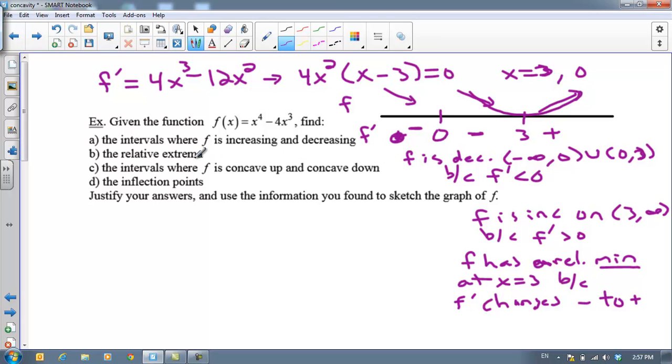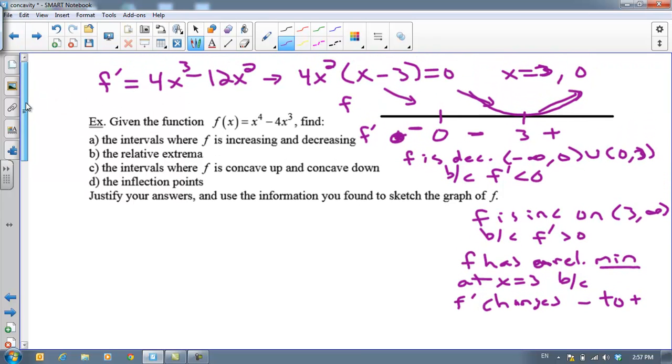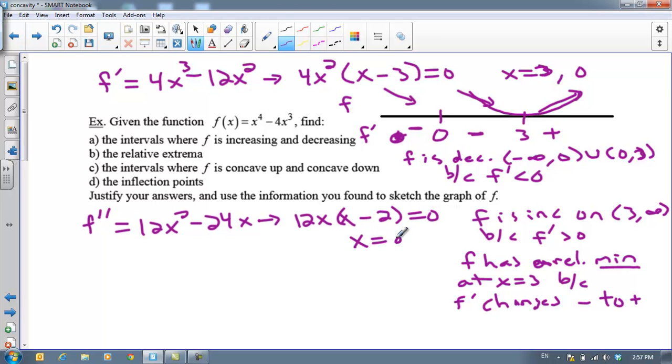Now we're going to do some concave up and concave down, and then we're going to see if we can try and sketch the graph. So I need to go to the second derivative. From f prime, that's going to be 12x squared minus 24x. And we want to factor that, so I'm going to pull out a 12x, which will leave me x minus 2. So that's going to equal 0 or undefined when x equals 0 and when x equals 2. These are critical points for f double prime, because f double prime was 0 or undefined.